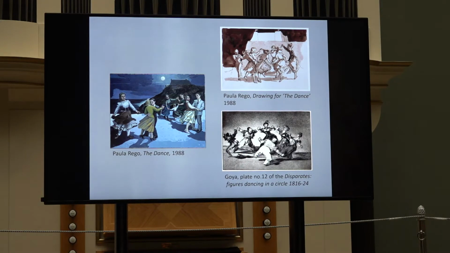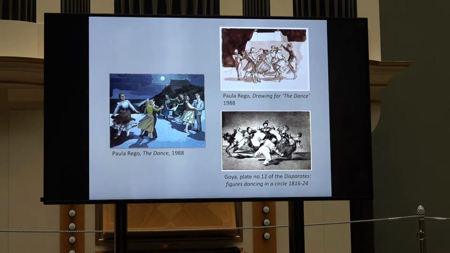And this is sort of the example of Goya, pushing the representation of the human figure to the limits of this sort of rational embodiment.